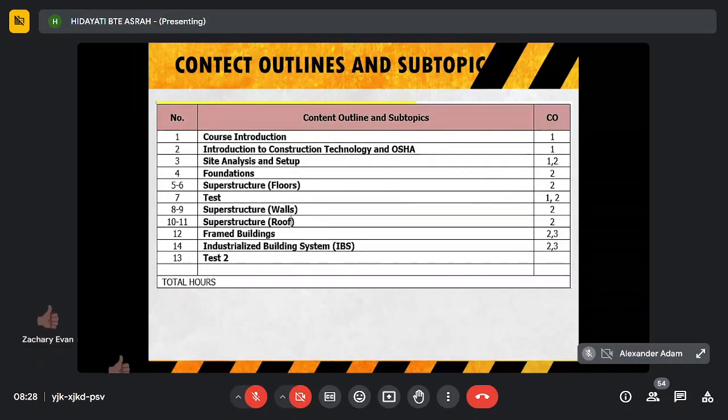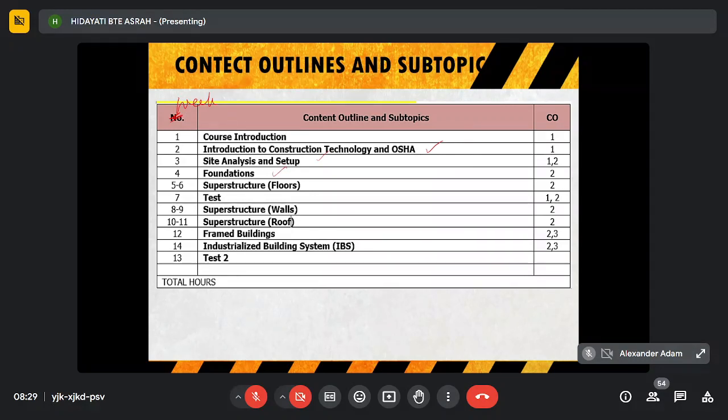This is our course topic schedule. It is just a brief list of topics that we will cover in this semester. The first column is the week number, the second column is the course topics, and the last column is the course outcome. In the first week, we do the course introduction, followed by introduction to construction technology in the second week. Then you will learn about site analysis and setup. Before we start any project, you must know how to do site analysis, why it is important, and how to set up your project site.